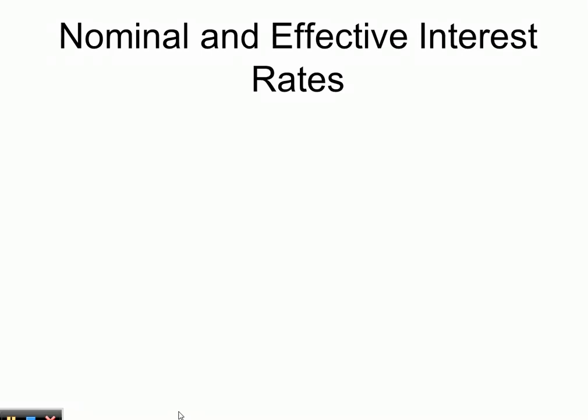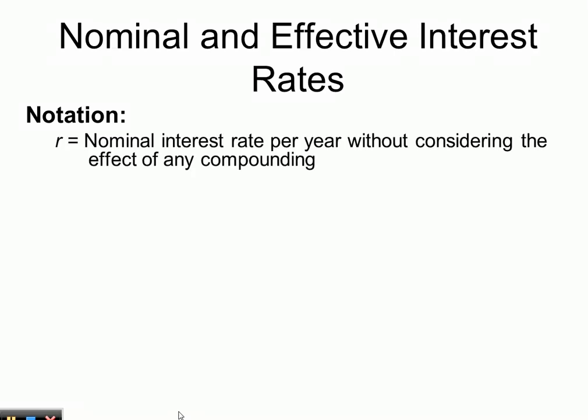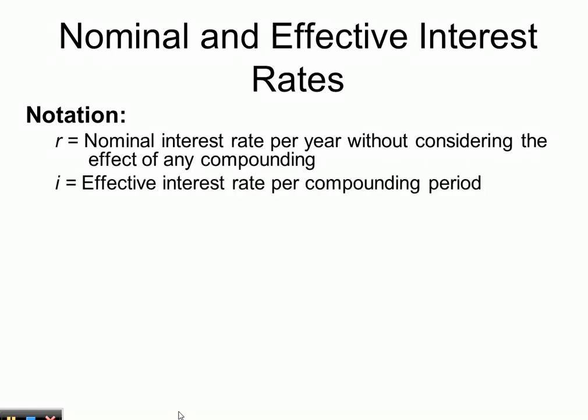Now let's talk about two important concepts that are often confused by students. Specifically, I'm talking about nominal interest rate versus effective interest rate. So far, what we've been using a lot is the effective interest rate, and that's denoted by I. But the nominal interest rate is denoted by R. The nominal rate is actually a rate per year without considering any effect of compounding. And I is the effective interest rate per compounding period. So far, we've been mostly using the effective interest rate.